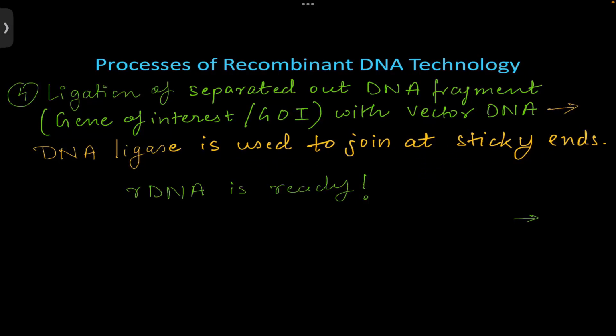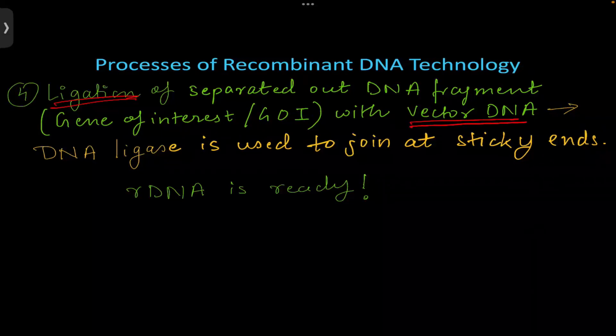Once you have got your gene of interest, you will do the fourth step, that is ligation, ligation with your plasmid vector. Now your plasmid vector is also cut with the same restriction enzyme, like EcoR1.